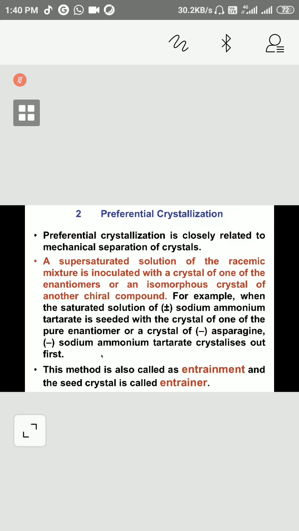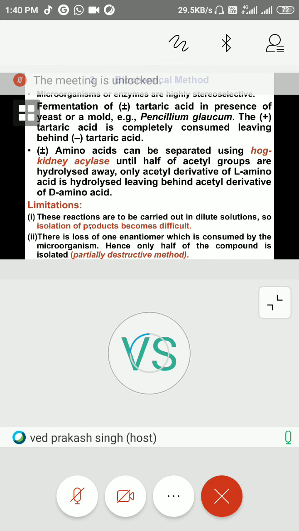Microorganisms are also used to separate. For example, in fermentation of plus-minus tartaric acid in the presence of yeast, only plus tartaric acid will be consumed, leaving behind minus tartaric acid.